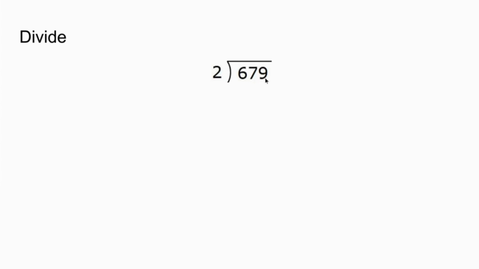Divide 679 divided by 2. In order to find out how many times 2 goes into 679, we go one digit at a time. 2 goes into 6 3 times. Write your 3. Now multiply 3 to 2 and write that underneath.